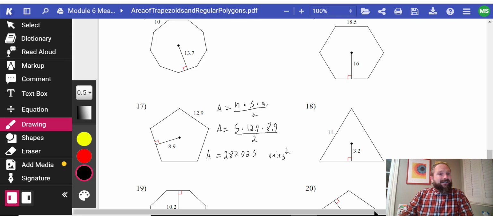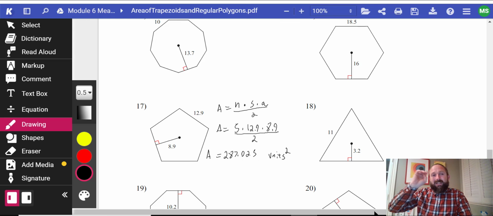It's very important. All right, guys. Make sure you finish the rest of these. You may work with your group, work with your partner, but don't forget to use a calculator.